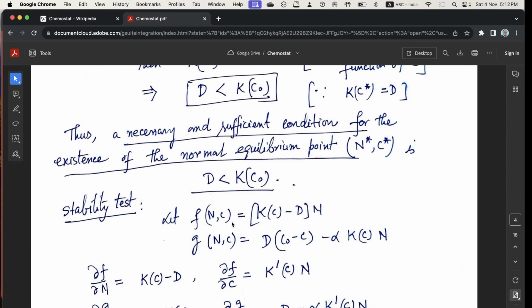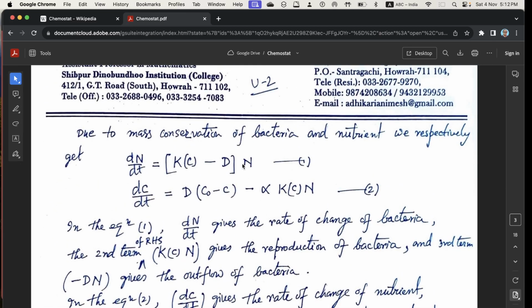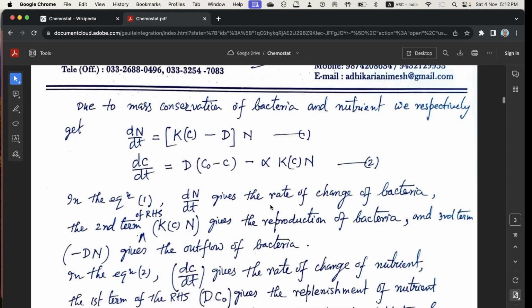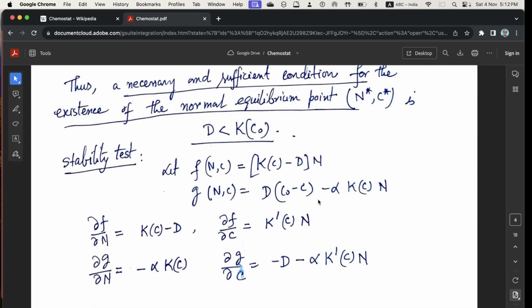Now we examine the stability test for these equilibrium points. Let f(N, C) equal (K(C) - D) times N, actually the right hand side of equation 1. This is called function f(N, C). And this is called g(N, C), the right hand side of equation 2. So f equals this, g equals this.